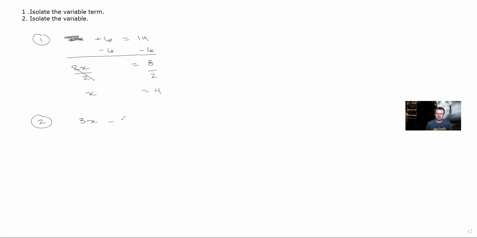3x minus 7 equals, let's say, 8. So same thing, isolate the variable term first, and then isolate the variable. I want 3x by itself first, so to get rid of the minus 7, I'm going to add 7 on both sides. That gives me 3x equal to 15. From here, divide by 3 on both sides to get the variable by itself. And 15 divided by 3 is 5.